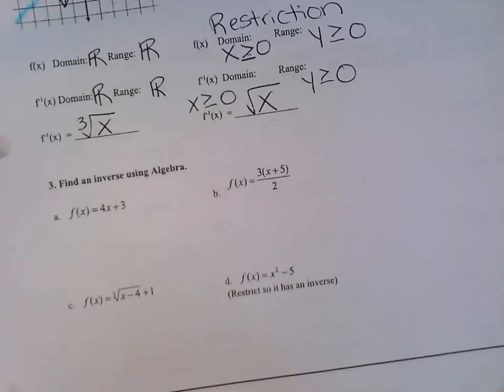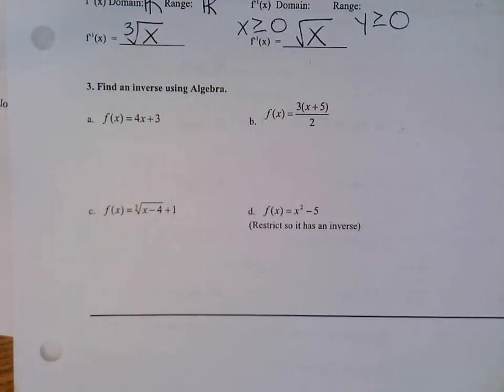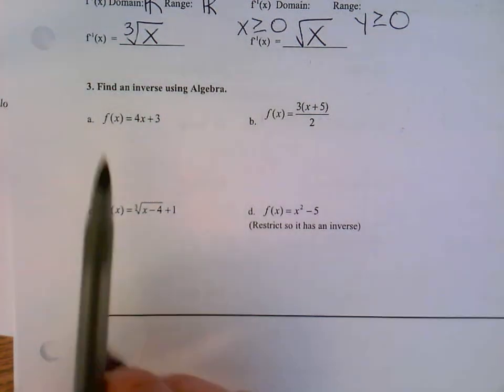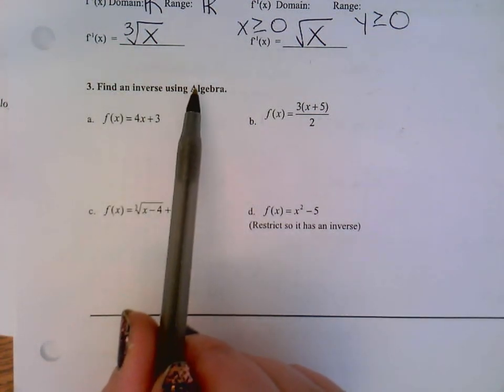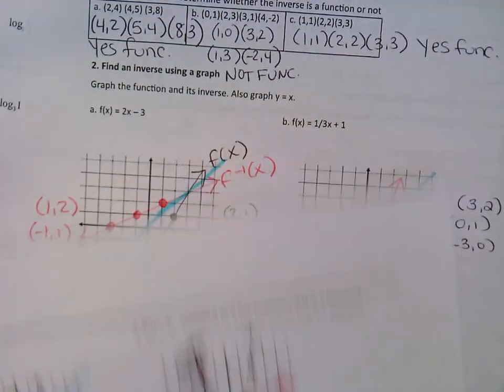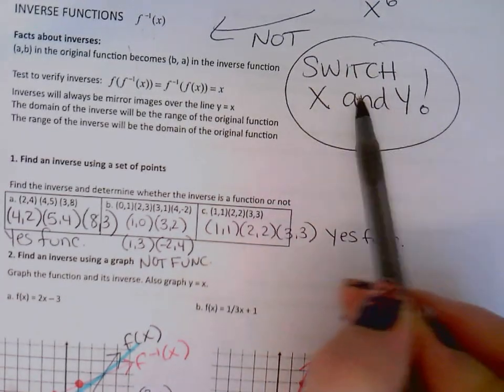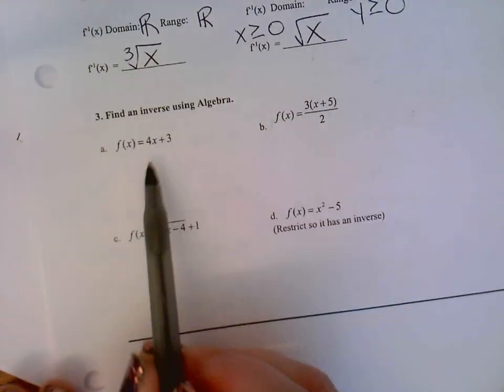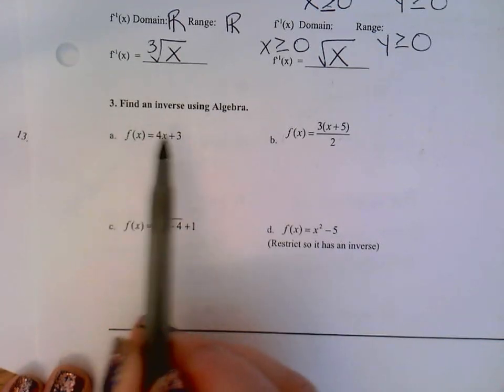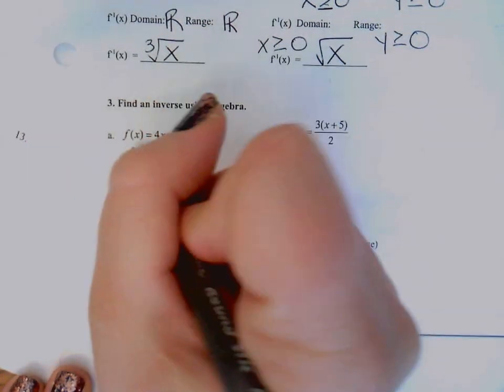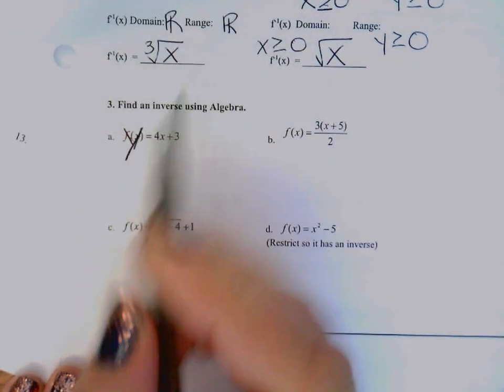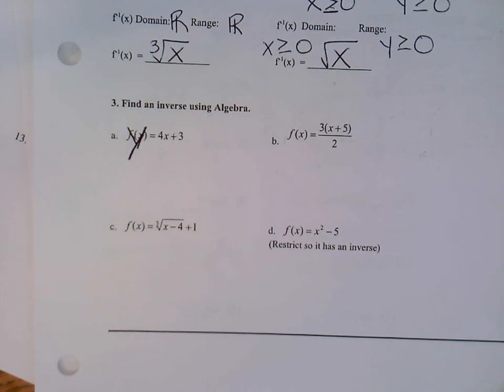Okay, last but not least, remember I said I was going to show you algebra and how it's faster to find the inverse algebraically than on a graph, and then we'll take a little break. To find the inverse using algebra, remember that the whole definition of inverse is to switch x and y. That's what you're going to do algebraically. But in order to switch x and y, you need to rewrite f of x as y equals so that you have a y to switch.